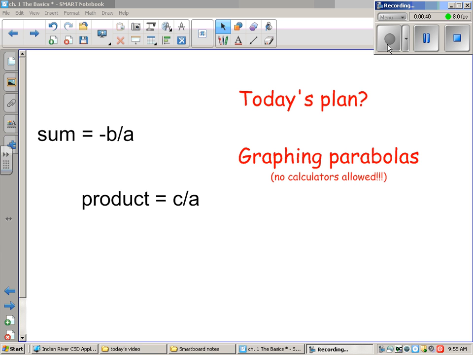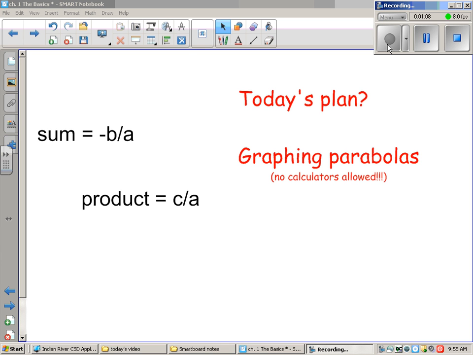You'll notice even on this page here, it says today's plan is to graph parabolas, and there's no calculators allowed. In the past, and this isn't to knock your previous math teachers, your math teachers have basically said, okay, get out your calculators, you type in the equation, boom, you look at the graph, and then you copy over the table. And that gives you all the points that you need, and simply put, you don't have any idea what you just did. Today, you're going to learn how to graph a parabola.